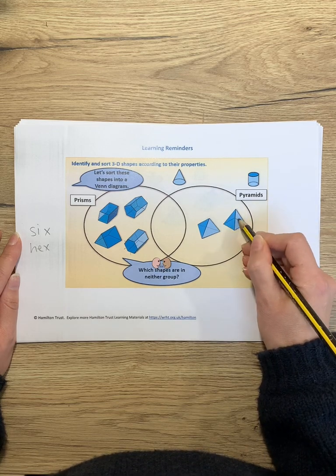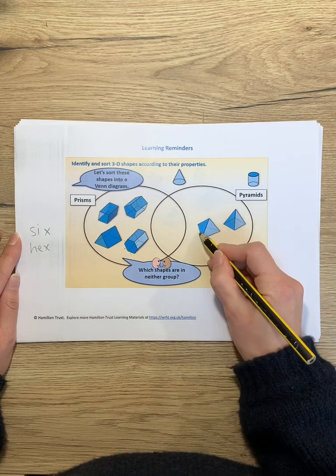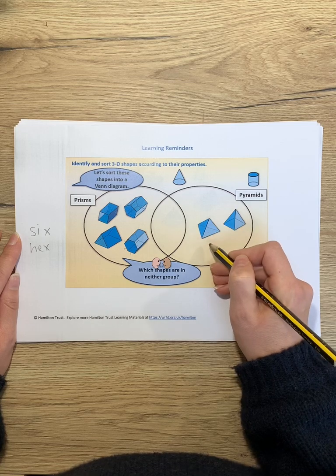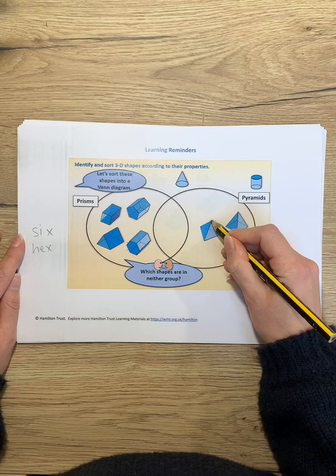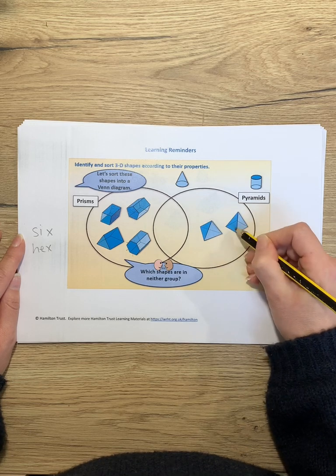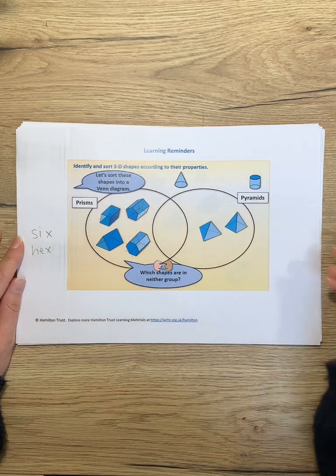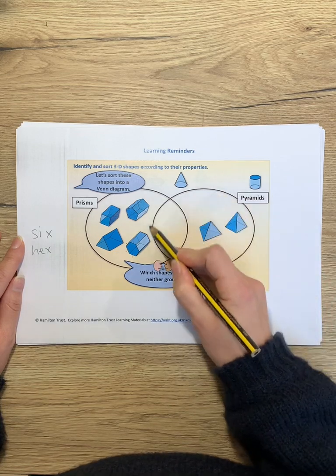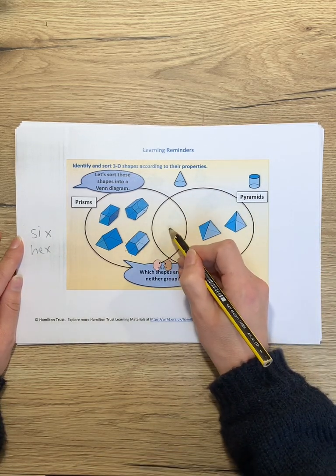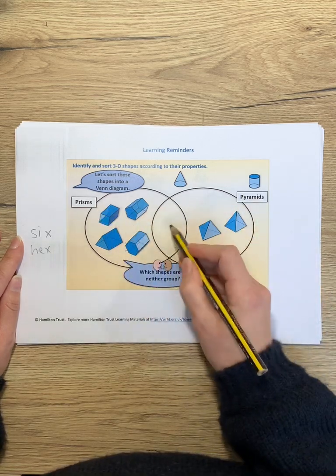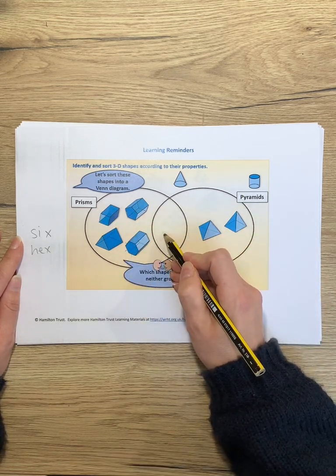So we have the pyramids here. We have a square-based pyramid and a triangular-based pyramid. So we've got the polygons on the bottom, and they're joined up with triangle faces here, making them a pyramid. So pyramids would fit into this section of the Venn diagram. We've got nothing that overlaps. To overlap, it would have to be a prism and a pyramid, which wouldn't work in this context.